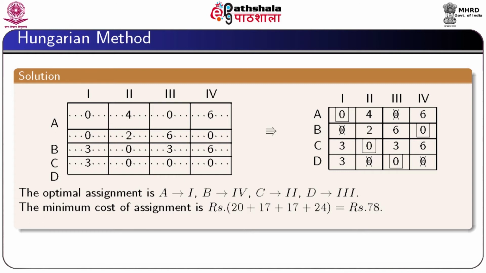machine A is assigned to job 1, machine B is assigned to job 4, machine C is assigned to job 2, and machine D is assigned to job 3. And the minimum cost of assignment is thus ₹78. Until now, we have discussed the assignment problem and its mathematical formulation.